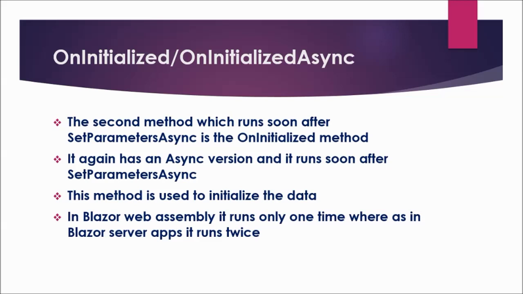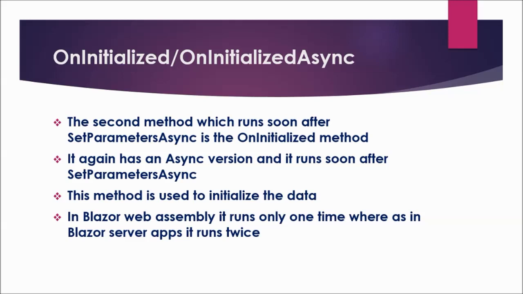In Blazor WebAssembly, it runs only one time. The method runs only once. And in Blazor Server apps, because of the way the server app works, where it pre-renders and then connects to the server using a SignalR connection, this method is called twice.